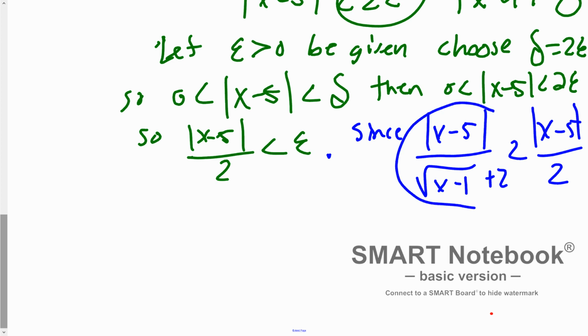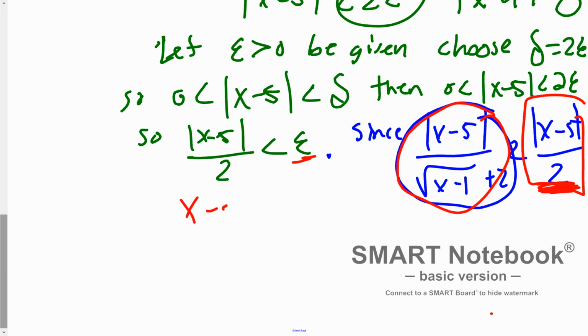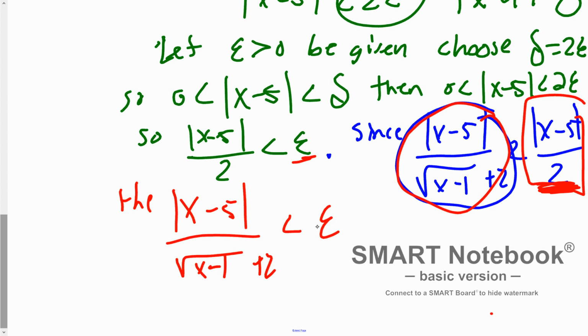So therefore, let's see if you can think about this. If this is smaller than epsilon, and this is smaller than this, that means that |x - 5|/(√(x - 1) + 2) would be smaller than epsilon, correct? If |x - 5|/2 is bigger than this, then this is going to be smaller than epsilon because this is smaller than epsilon, if that makes sense. Hopefully that makes sense. Now we can keep on going with our work.